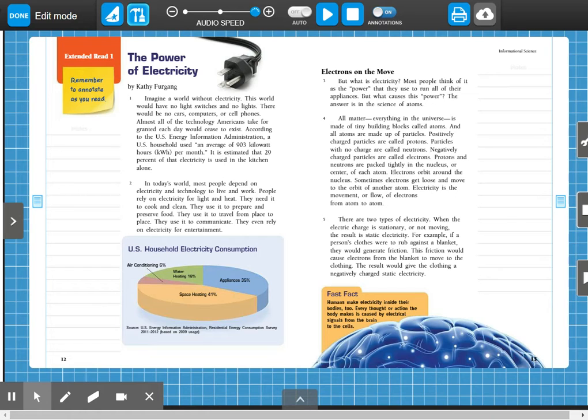Well, diving on into our text for today, reminder we are learning about electricity. And if I look here to the left, the title of this text is The Power of Electricity by Kathy Fergang. As we read today, we are going to be referring to details and examples in the text when explaining what the text says explicitly and drawing inferences. And we are going to be determining the main idea of the text.